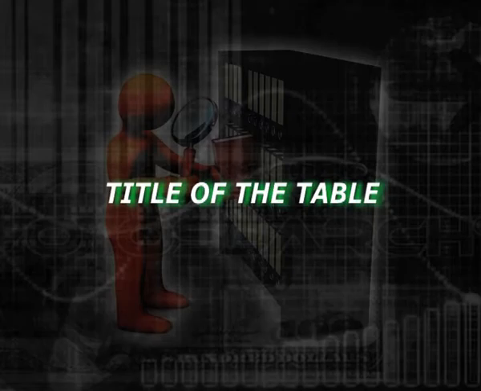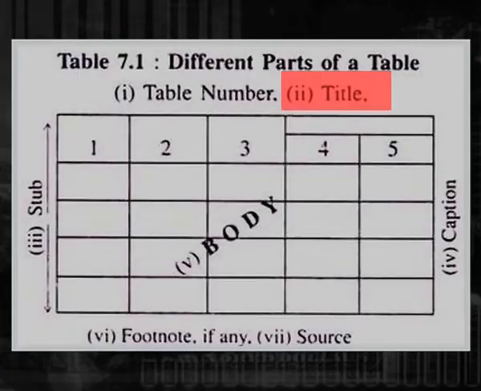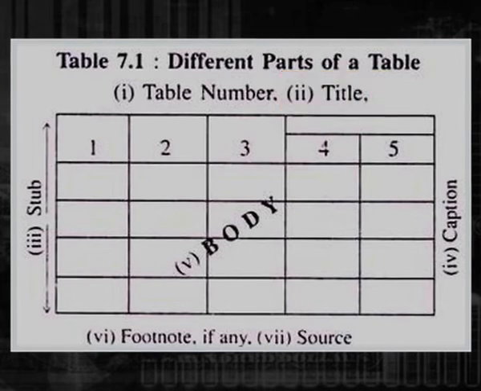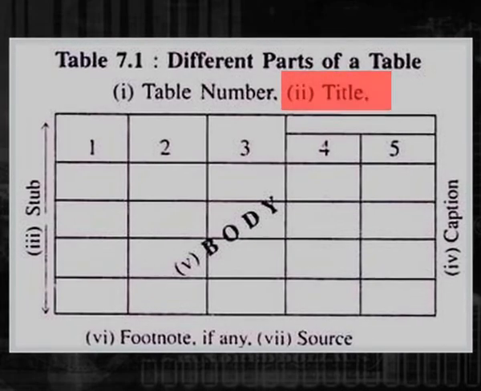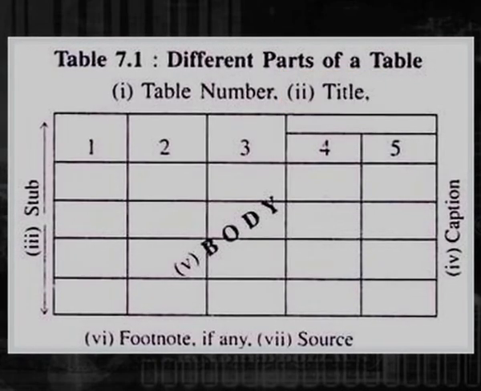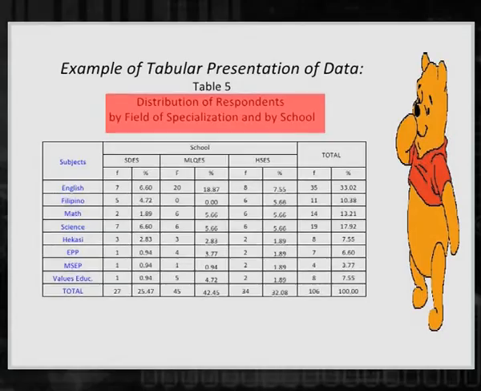Title of the table. Every table must have a suitable title. The title is a description of the content of the table. A complete title has to answer the questions what, where, and when in that sequence. The title should be clear, brief, and self-explanatory. However, clarity should not be sacrificed for the sake of brevity.